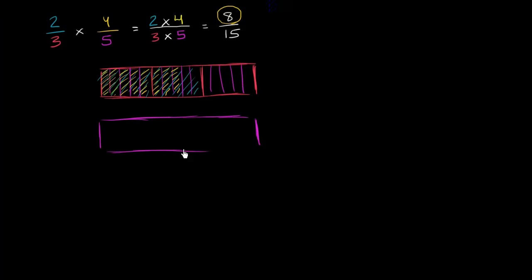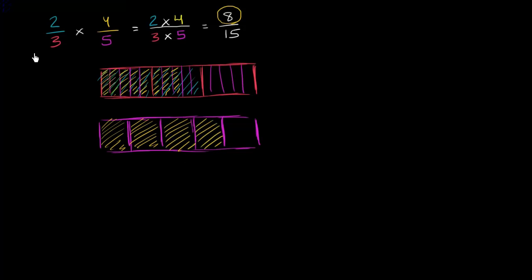And let me cut it into 5 equal pieces, or as close as I can draw 5 equal pieces. 1, 2, 3, 4, 5. 4/5. We're gonna shade in 4 of them. It's 4 of the 5 equal pieces. 3, 4. And now we want to take 2/3 of that.